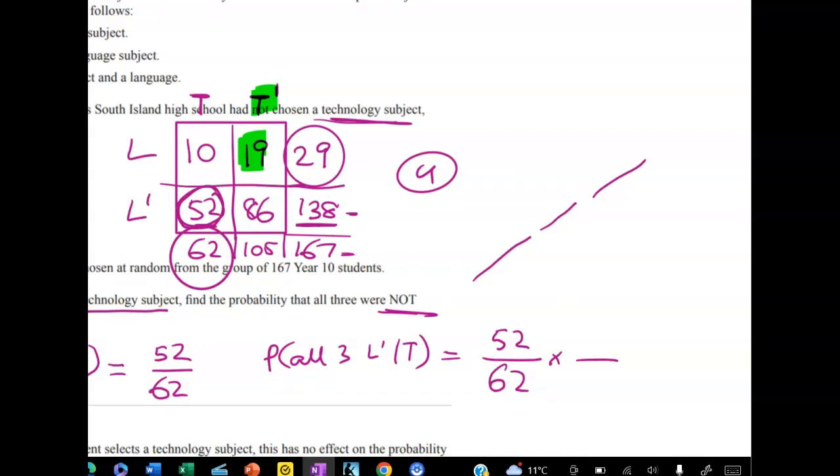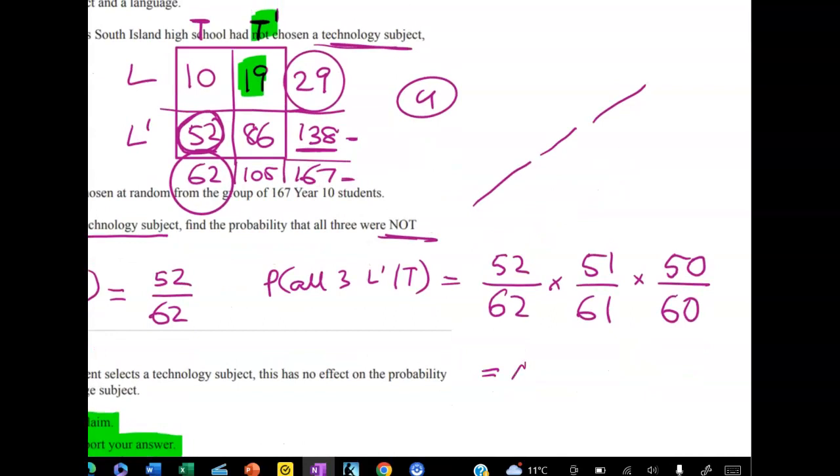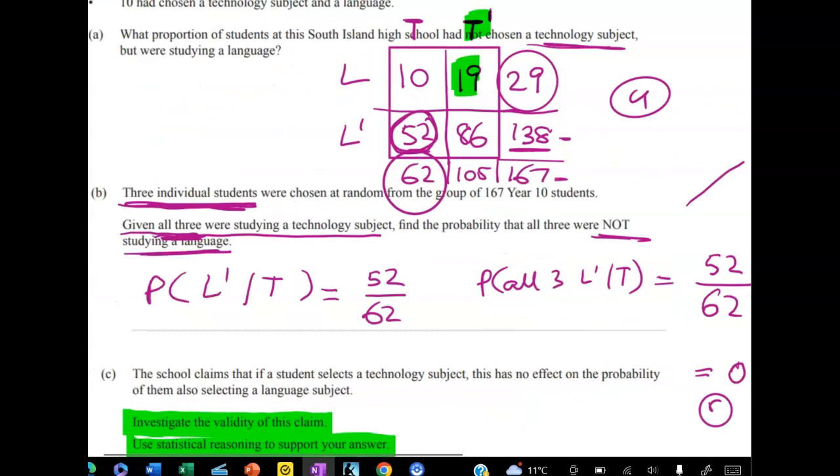Once that first student's been picked, we know that there are only 61 names left in the hat, and 51 of those names are not doing a language. And for the third student, there are only 60 names left in the hat, and there are 50 of those who are not doing a language. And when we times all those together, we get 0.584, and I've rounded that to 3 significant figures. Okay, so that's a merit question. You just need to watch out in level 3 for whether you need to think about with or without replacement.